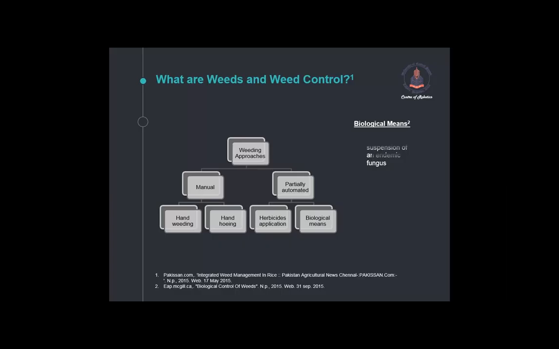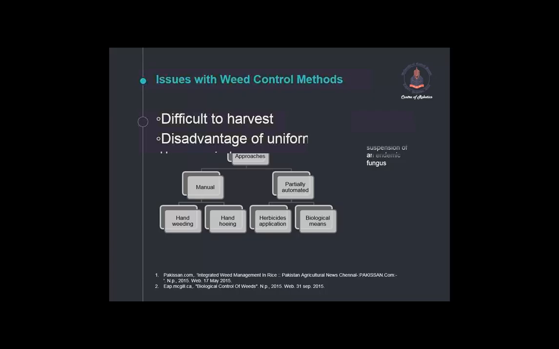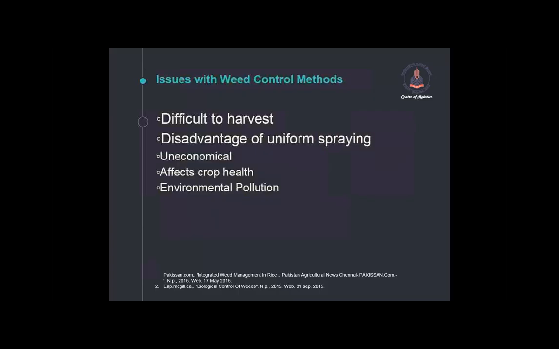Okay, so it affects crop health. It affects environmental politics and farm education, because when we spray this, and then if there is rain or we water the plants, the herbicides which are left over go inside the soil with the water, and they pollute the underground water and create contaminated water. It's very difficult to process that water into drinking water.